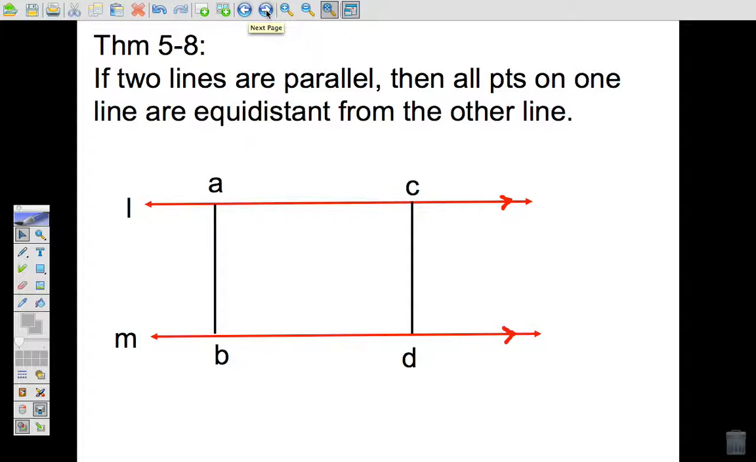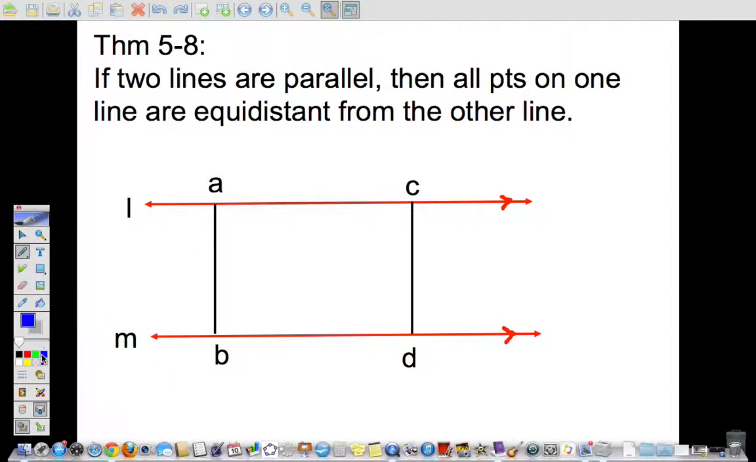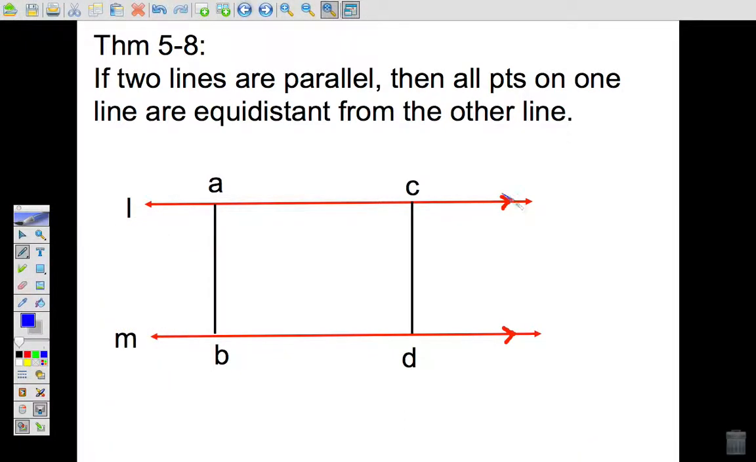Let's take a look at Theorem 5a. Make sure you copy this down in your notes. It says if two lines are parallel, and we can tell that we have parallel lines by the symbol with the arrow, right? So we have two parallel lines, so they're indicating that they are parallel. If two lines are parallel, then all points on one line are equidistant from the other.